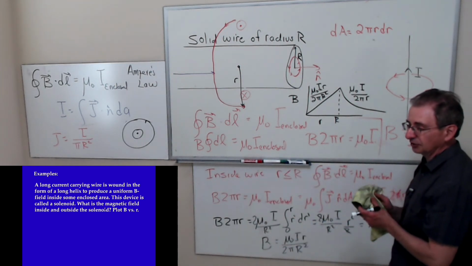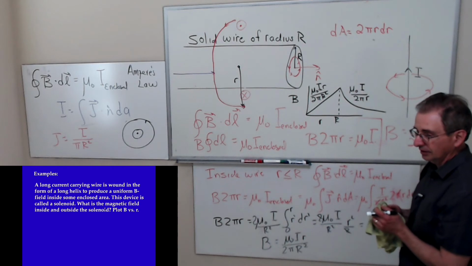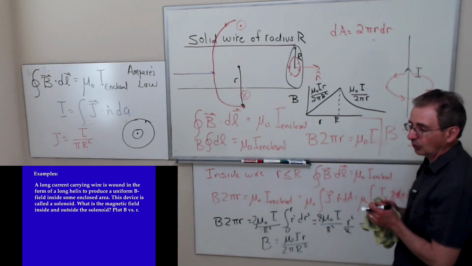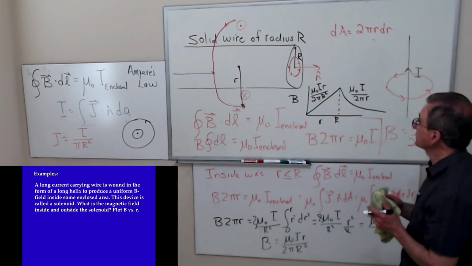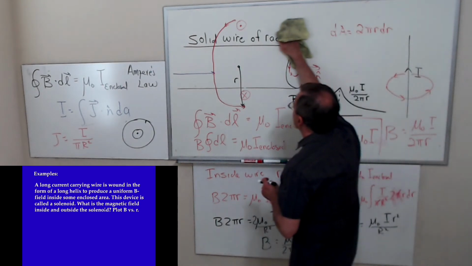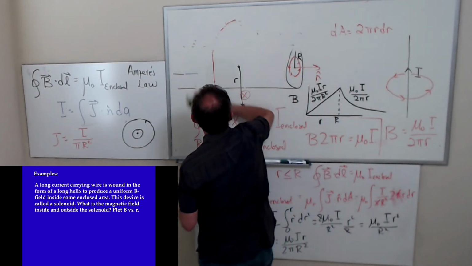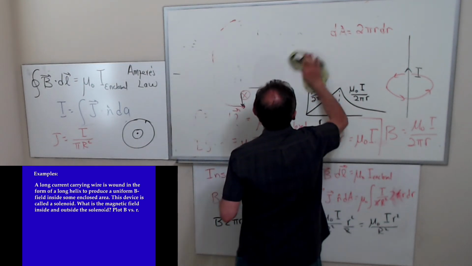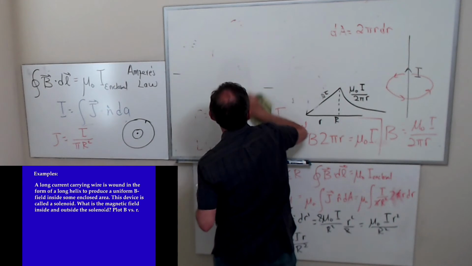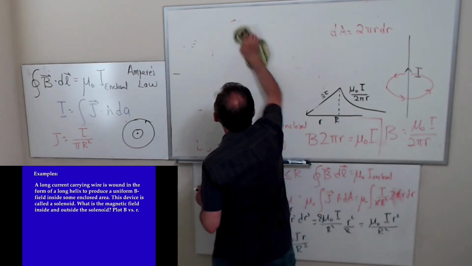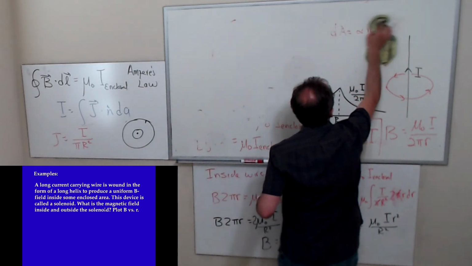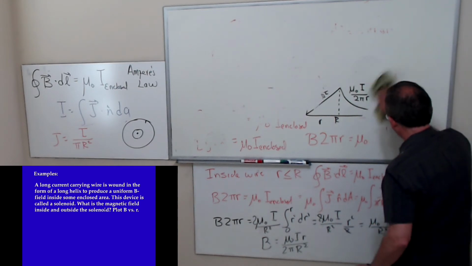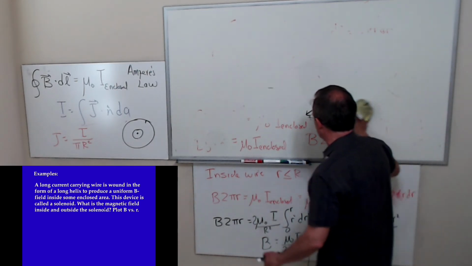All right. Let's do another example. The device I want to look at is a solenoid. The solenoid is a long current carrying wire that's wound in the form of a helix. And I'm going to use Ampere's law to calculate the magnetic field due to a solenoid. This is where that video from Yale, he does a fantastic job on this problem.